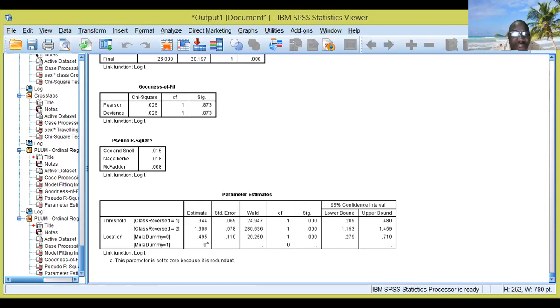Now, what he's telling us here is that he's trying to look at this class 1, comparing the probability of moving from class 3 up to class 1, because class 1 here is the reverse. In our reverse, number 1 is the lowest class. Number 2 is the second class. Are we together? Yes, sir. So he's trying to get the probability. This male dummy 0 is the third class. The female is 0. Can you see now?